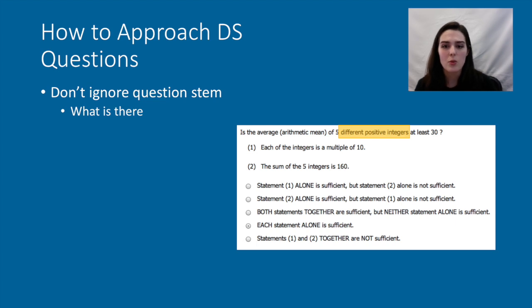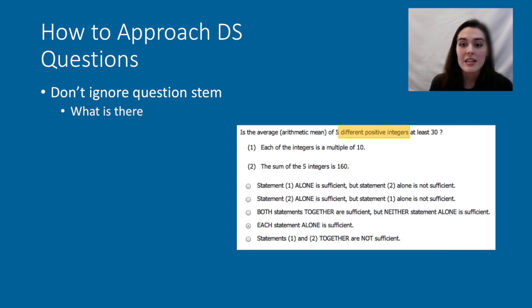Now, if we look at statement 1, each of the integers is a multiple of 10. If we miss the word different, we're going to think that this is not sufficient. If we miss the word positive, we're going to think this is not sufficient. Only with all of those pieces of information is this statement sufficient. Same with statement 2. If we miss different, positive, or integers, this statement is not going to be sufficient. So those tiny little words are actually going to be pivotal to getting this question right.